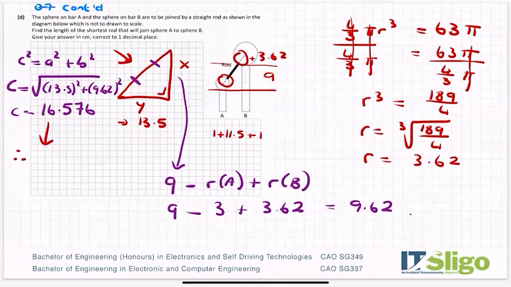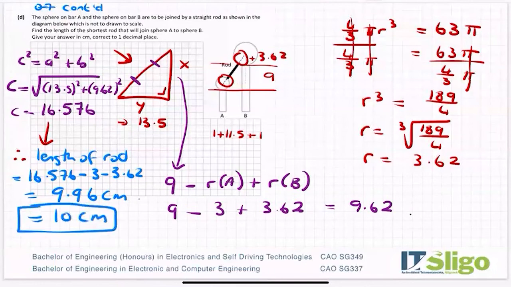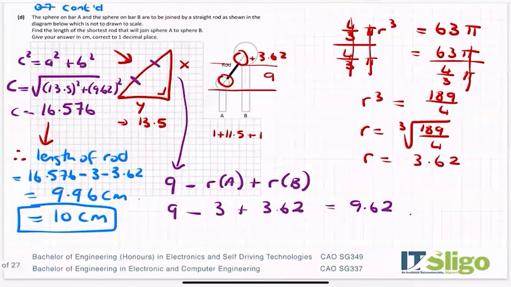Therefore the length of the rod is 16.576 minus 3 minus 3.62. So I am getting the length of my rod to be 9.96 centimeters, I presume. So correct to 1 decimal place, 10 centimeters. Okay, so that was quite difficult, which is why I imagine part C ended up being 15 marks and this ended up being 5 marks.